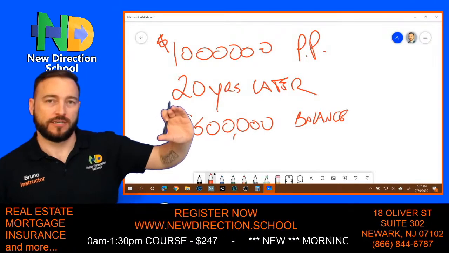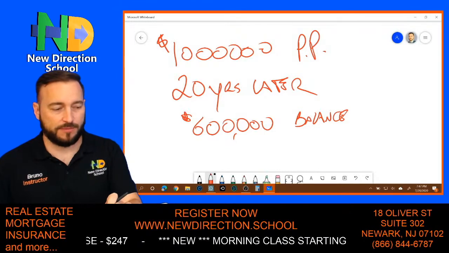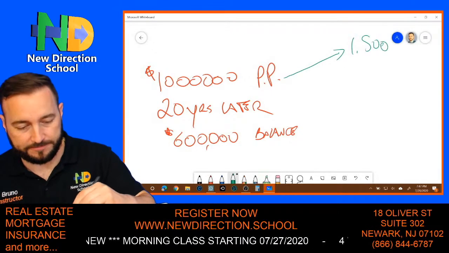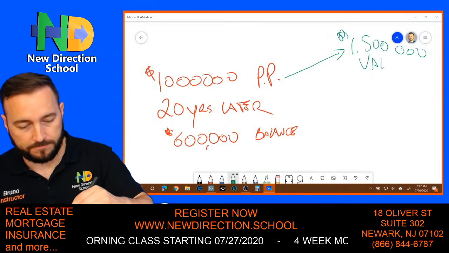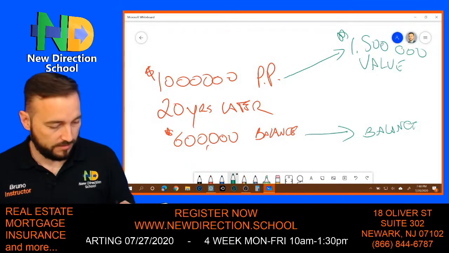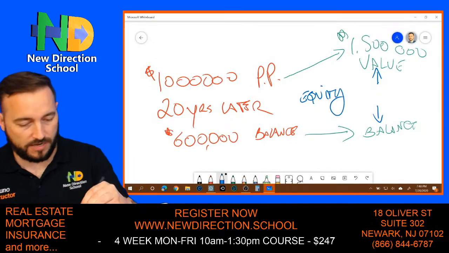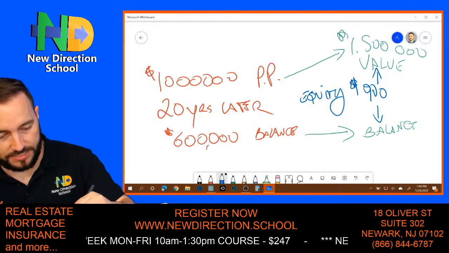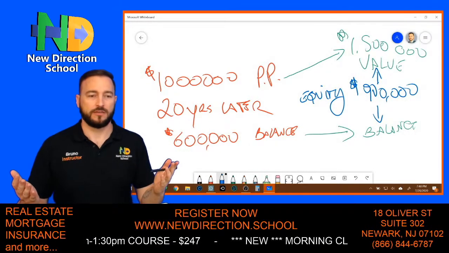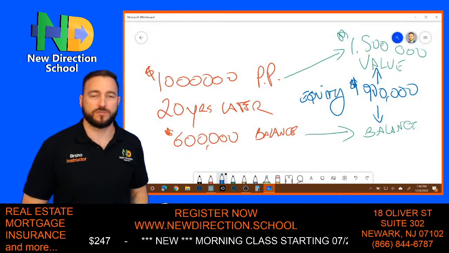But guys, real quick, is the difference between the $1 million and the $600,000 the equity? No, because from the time of purchase, hopefully this went up in value to $1.5 million, let's say. This is value. The equity is the difference between these two. So in this case, equity is how much? $900,000, which is almost as much as what I paid for the building. You guys got it so far? So over 20 years, it increased in value, I paid down the balance, and I have my million almost back in equity.